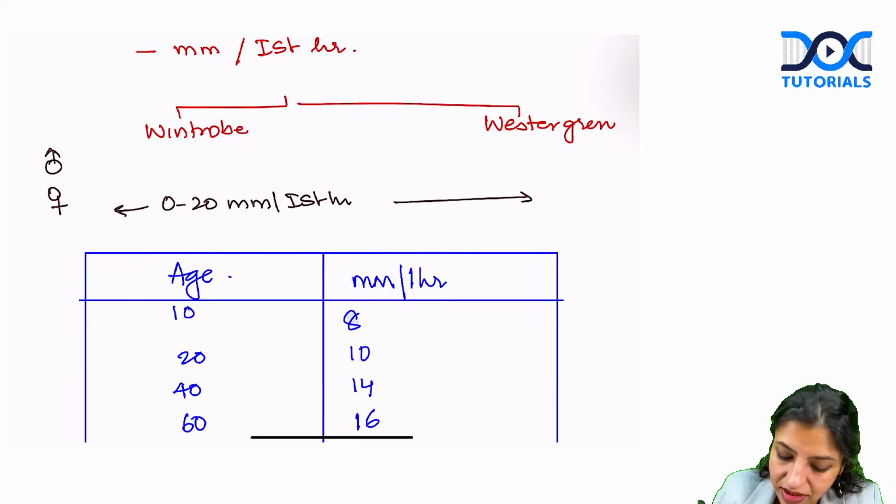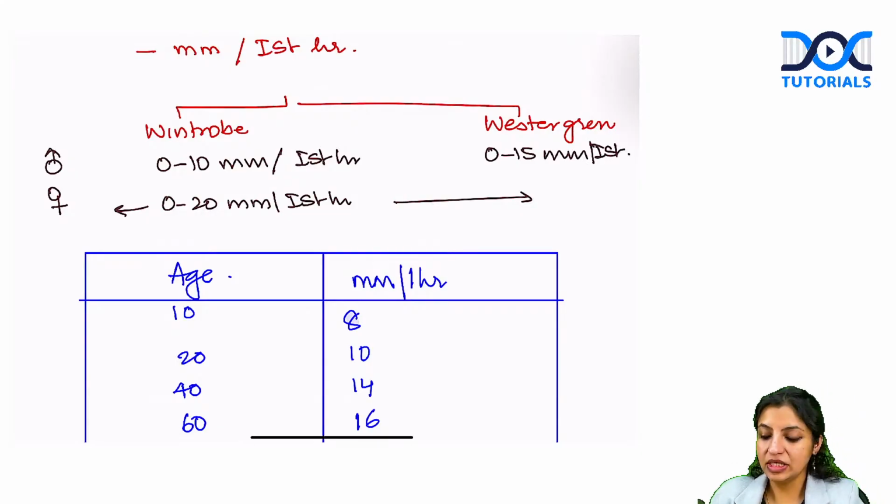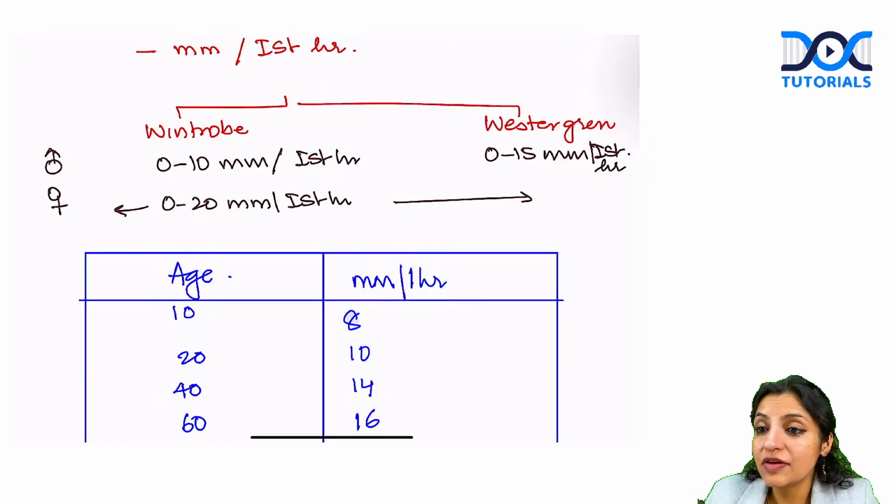But in males, the difference is there. So here it is 0 to 10 in the first hour, and here it is 0 to 15 millimeter in the first hour. Okay, so that is basically the difference between the markings. Wintrobe usually gives lower values than Westergren. So that is why Westergren has been chosen as a WHO standard technique for doing ESR.